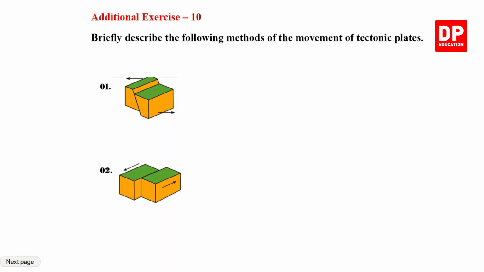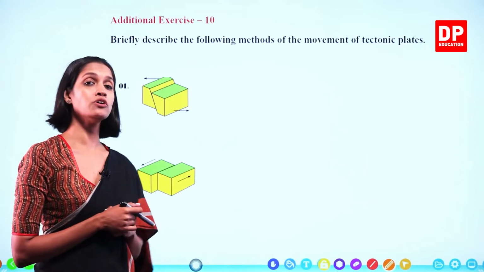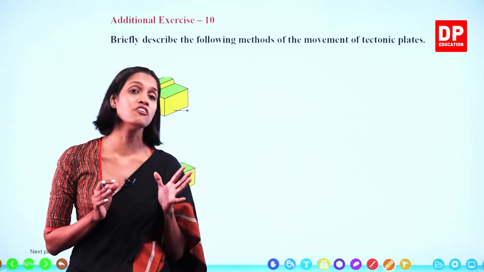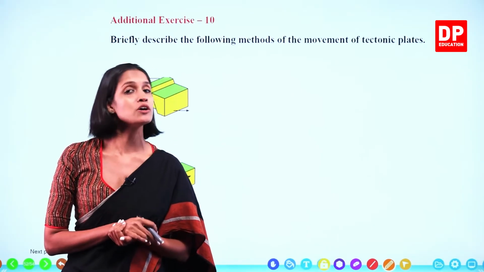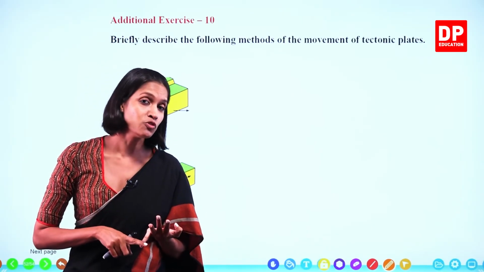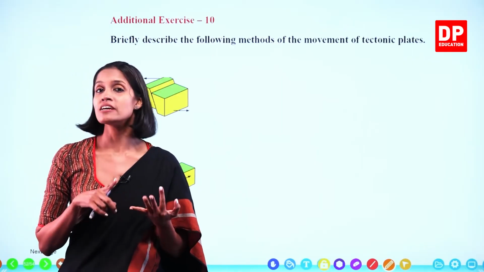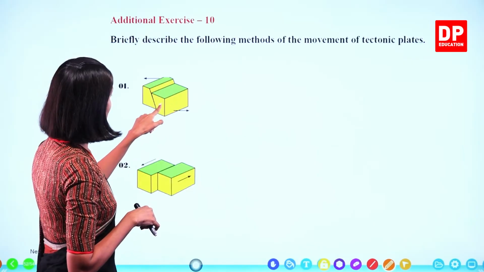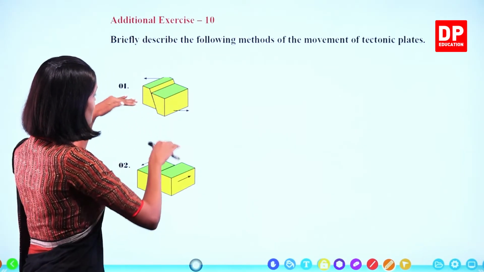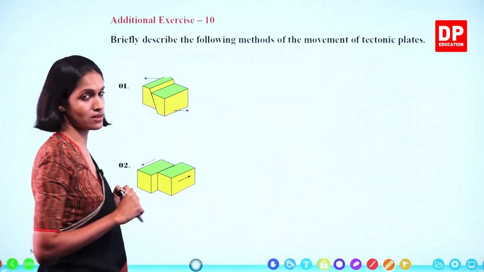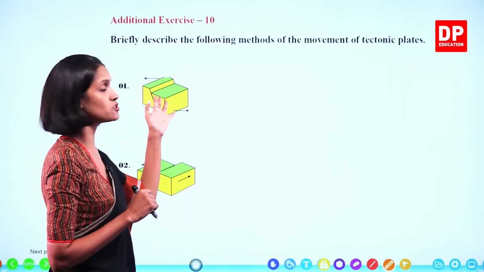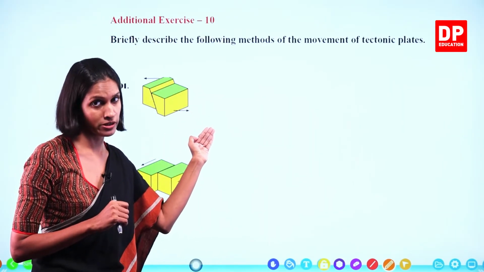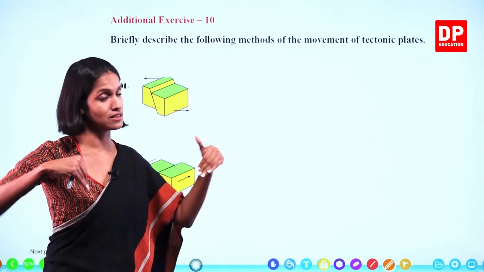Right. Exercise number 10. Briefly describe the following methods of the movement of tectonic plates. We all know now there are 3 ways of movement of tectonic plates. What are they? Convergent movement, divergent movement, and transform movement. What is this one? You all can see these are the 2 plates. They move away from each other. What is this movement? This is known as divergent movement. They go away from each other.